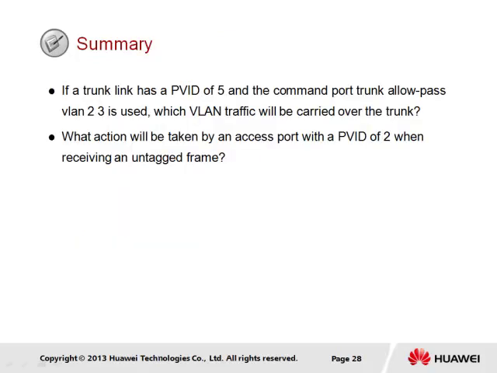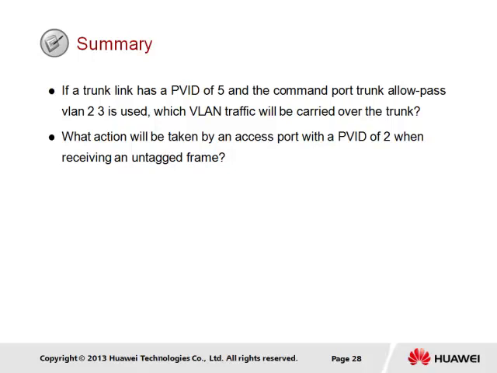In summary then, for this section, we just have a couple of questions here. The first asks, if a trunk link has a PVID of 5 and the command port trunk allow pass VLAN 2 and 3 is used, which VLAN traffic will be carried over the trunk? Well, only VLANs that are permitted to transmit over the trunk link are able to transmit. Even though VLAN 5 is the default VLAN for the trunk, only VLAN 2 and VLAN 3 frames will be forwarded.